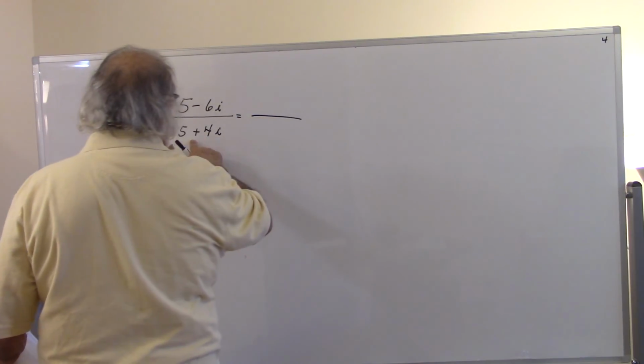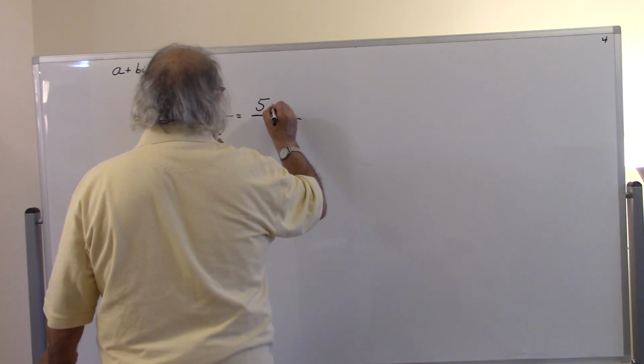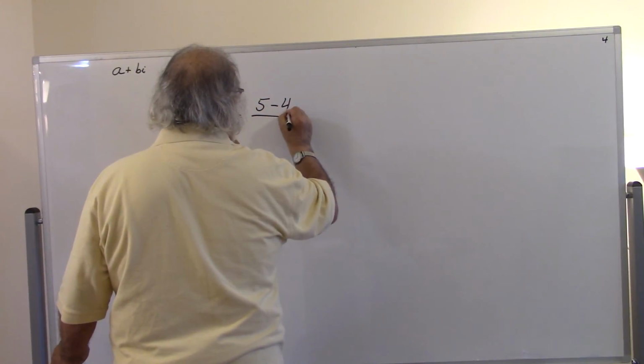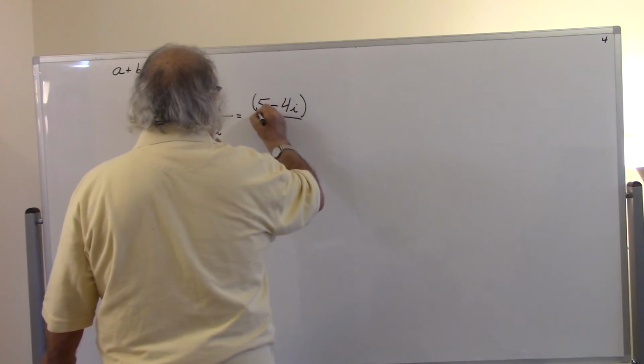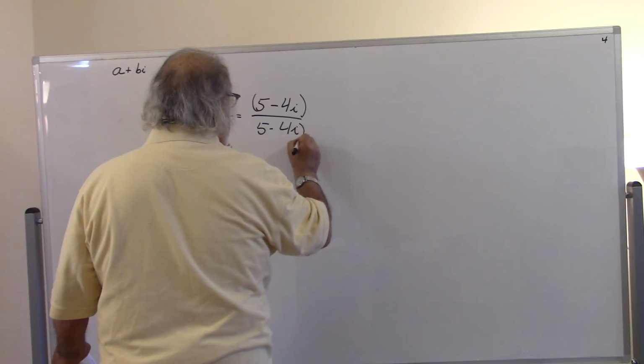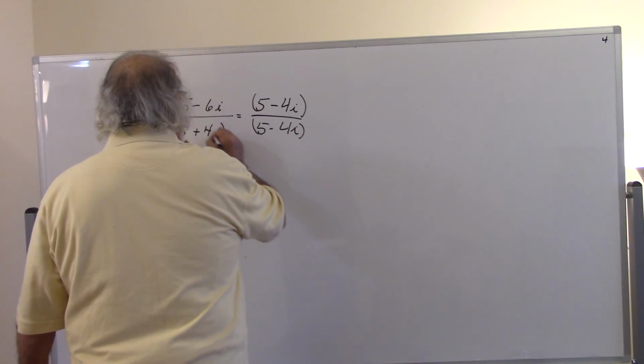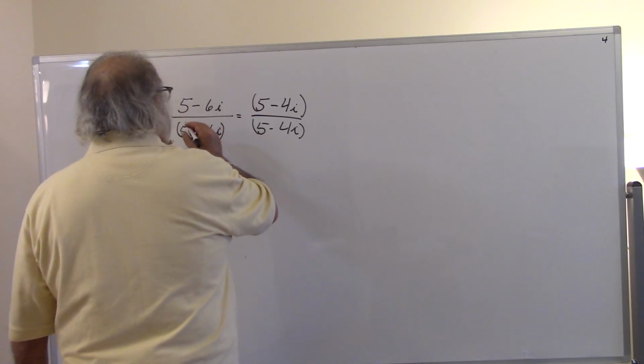So what you got to do is, to get rid of this here, you got to multiply everything by 5 minus 4i over 5 minus 4i. All right, so now FOIL.